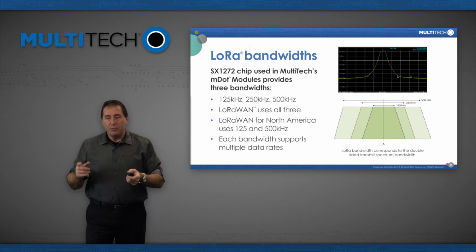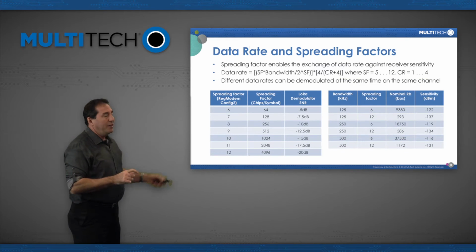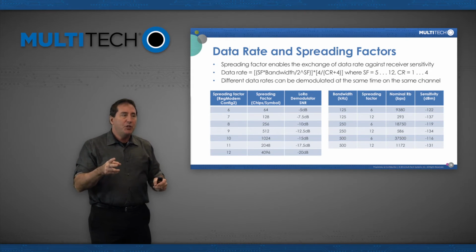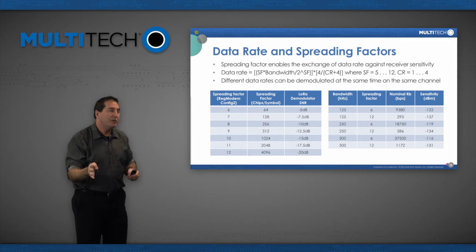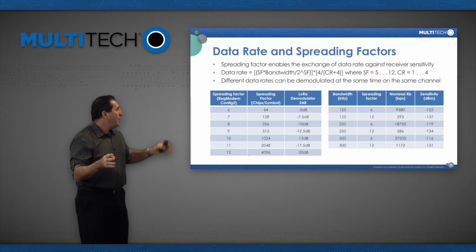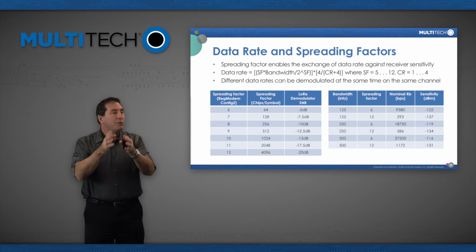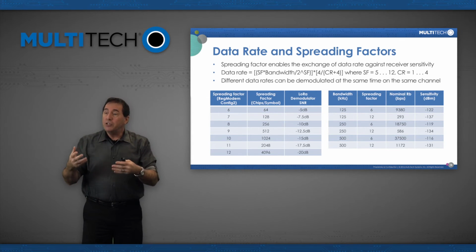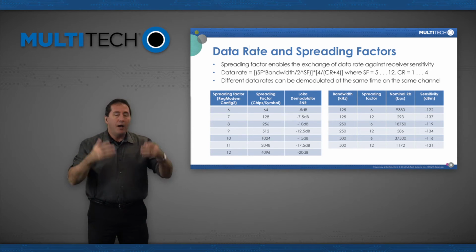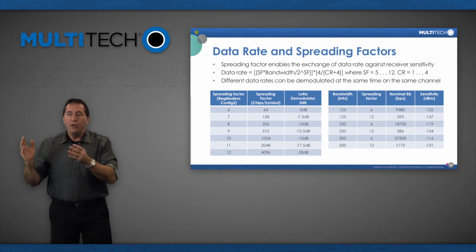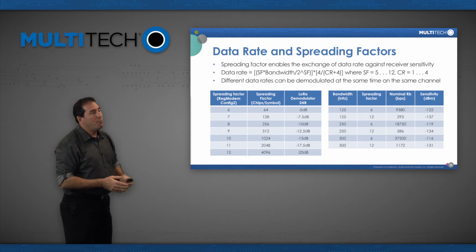And then it says each bandwidth supports multiple data rates. So there's this term called data rate. Data rate is a combination of 2 things. You've heard me mention spreading factor, and then you have the bandwidth. The combination of spreading factor and bandwidth gives you a thing called a data rate. A data rate is just how many bits per second you are transmitting or receiving. I'm transmitting at 5,000 bits per second or 50,000 bits per second. So the data rate comes from the spreading factor and the bandwidth.